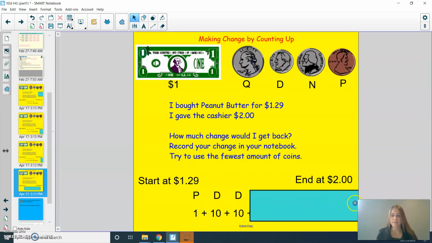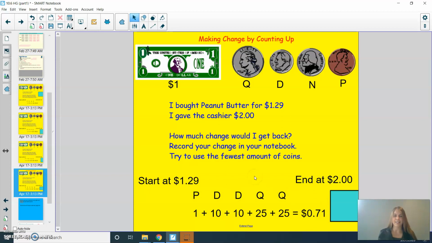If I'm at $1.29 and I add 1 penny, I would get to $1.30. And then a dime, I would get to $1.40, $1.50. Since I'm at $1.50, I know a quarter would get me to $1.75, and another quarter would get me to $2. Adding these two quarters, two dimes, and a penny all together, it would be change of 71 cents.